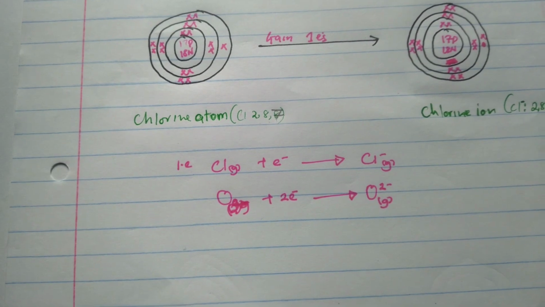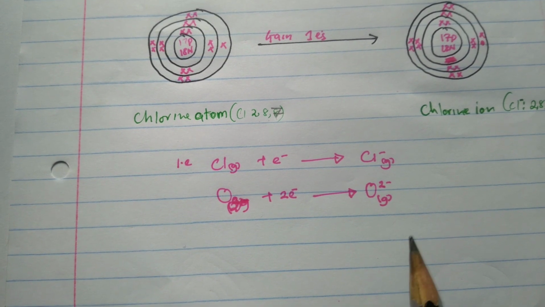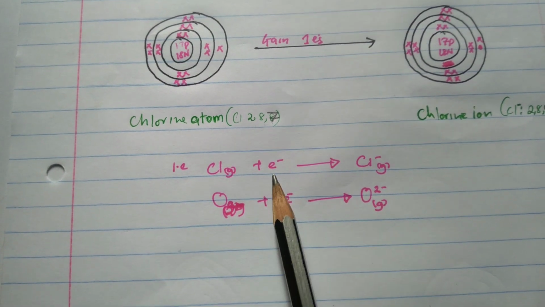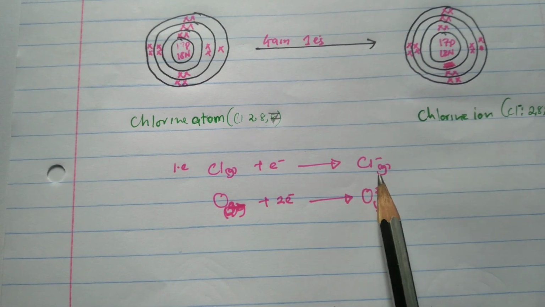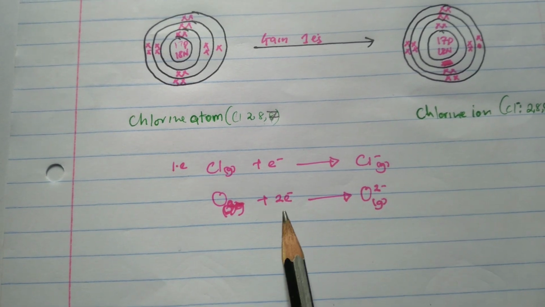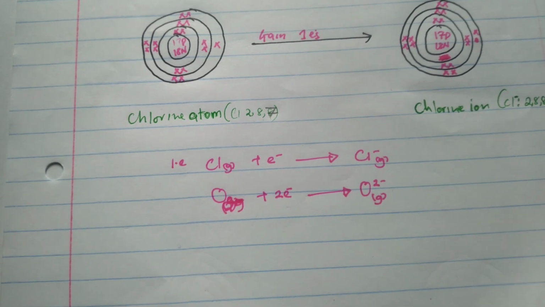So we can also represent it in terms of an equation, where we indicate that chlorine has gained 1 electron to form this particular ion, or oxygen has gained 2 electrons to form that particular ion.